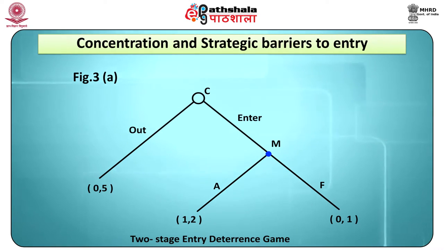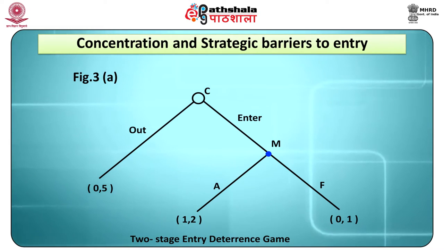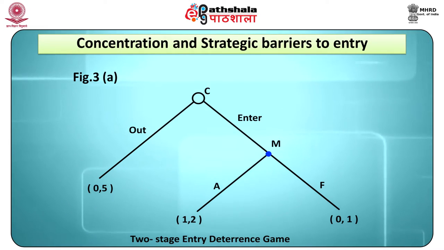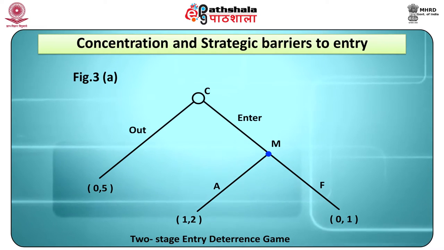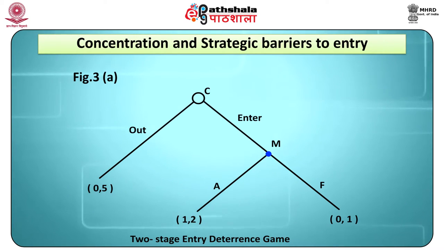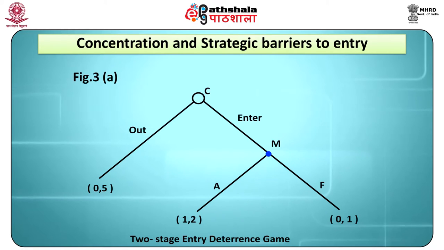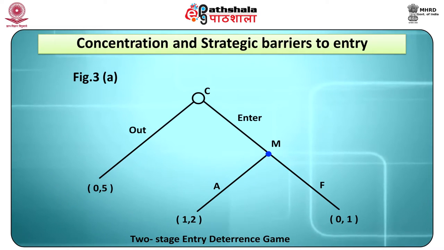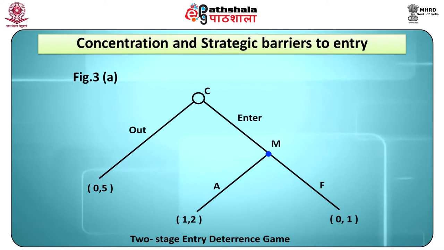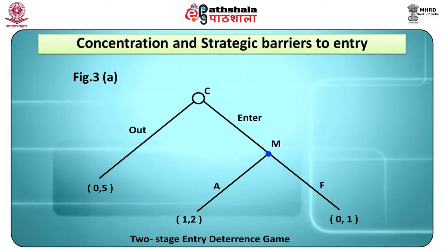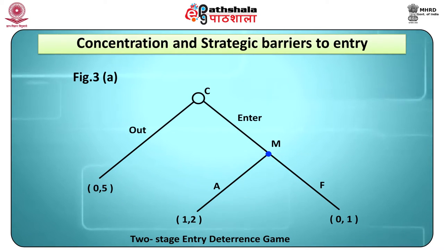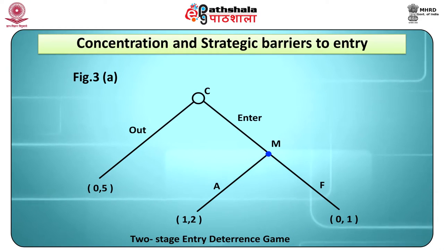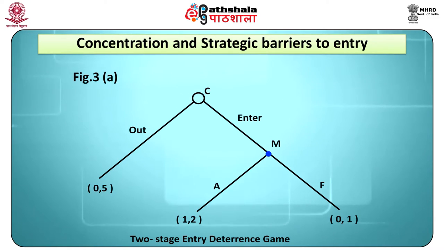Figure 3A shows two-stage entry deterrence game. Thus, in this case, given that the challenger enters, it is optimal for the monopolist to accommodate, and given that monopolist is going to accommodate, it is best for the challenger to enter. Thus, in this example, even if the monopolist announces before entry that he is going to fight with the challenger, it does not affect challenger's decision. This happens because the threat imposed by the monopolist is not credible enough.